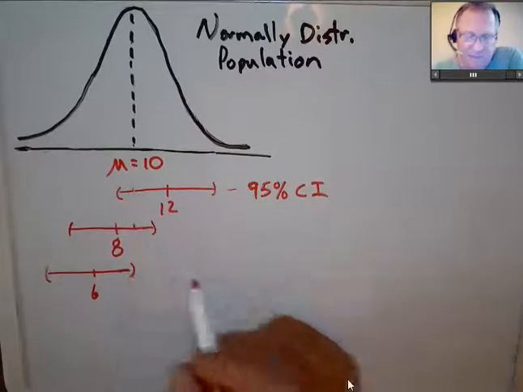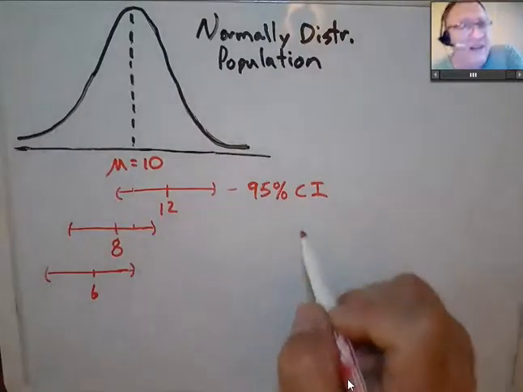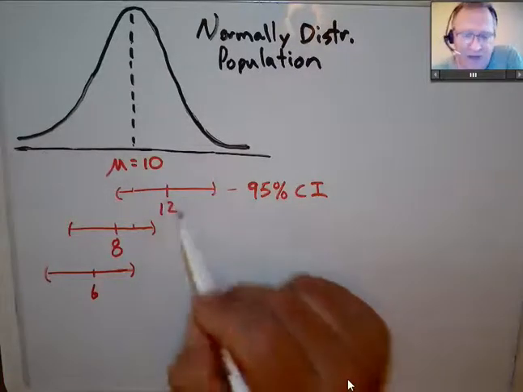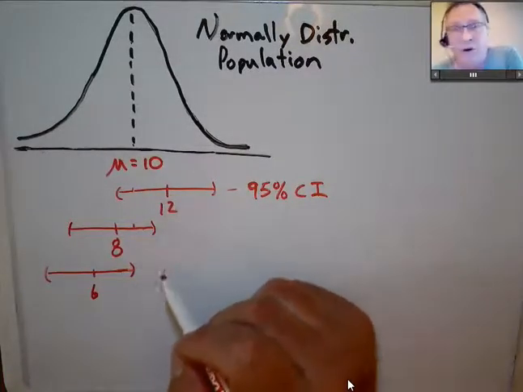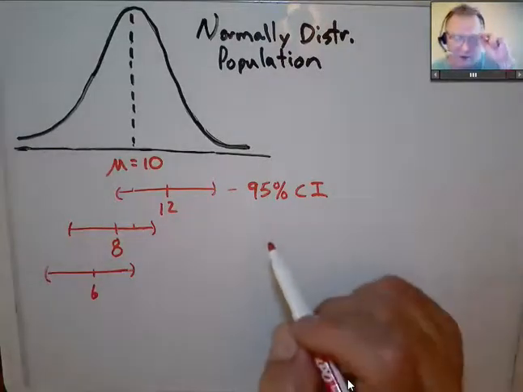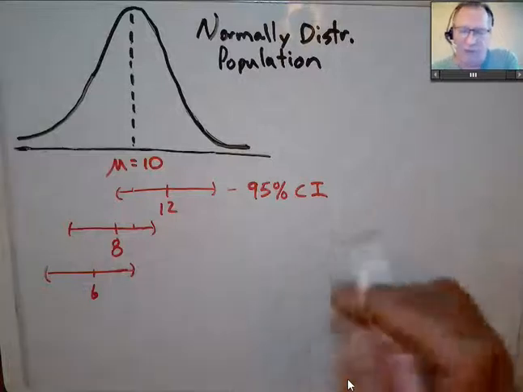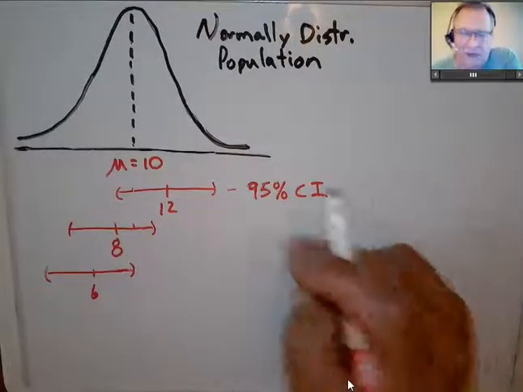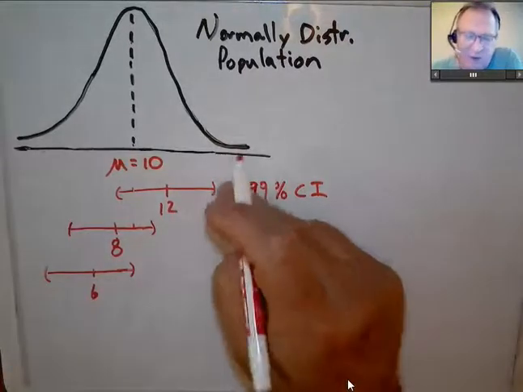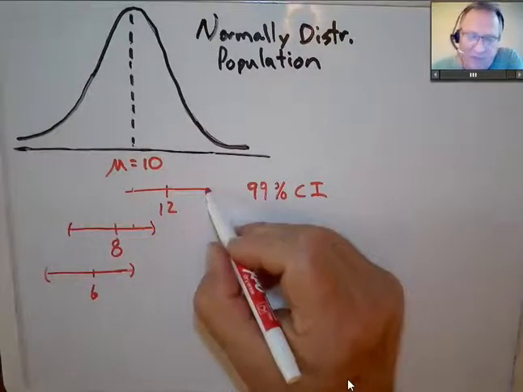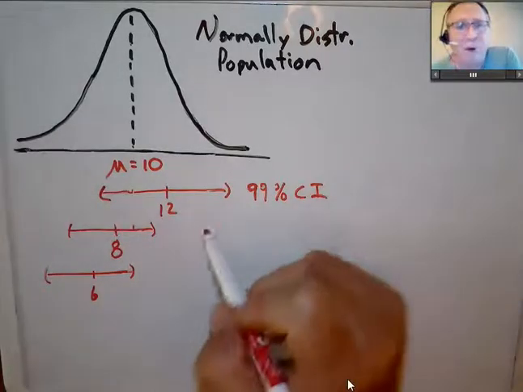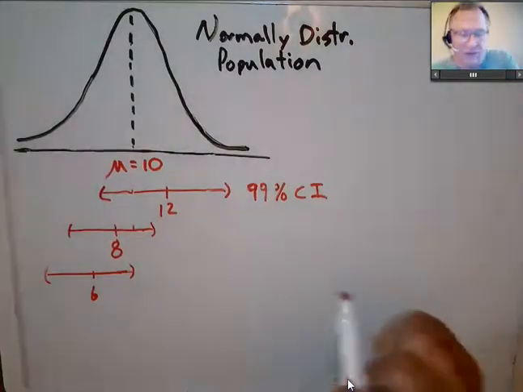Perhaps we're confident that 95% of the time we're going to catch the true value of the population mean in our confidence interval, but we don't always do it. That's 1 out of 20 times we don't. Okay, what if we increase the confidence level? Let's say we want to be 99% confident. Well, when we calculate our confidence interval, what that's going to do is push it out. Yes, if we want to be more confident, we're going to end up with a wider confidence interval.